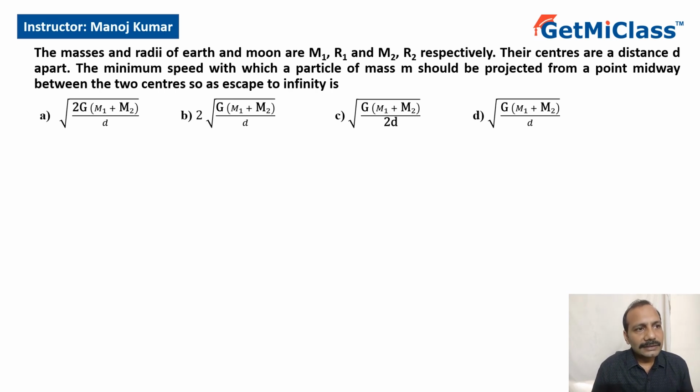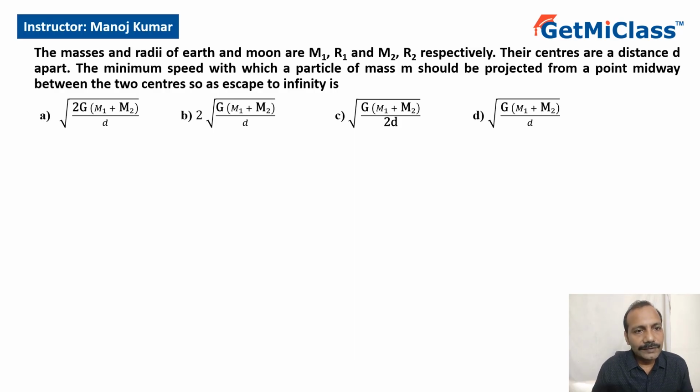This question says the masses and radii of Earth and Moon are m1, r1 and m2, r2 respectively. Their centers are at a distance d apart. The minimum speed with which a particle of mass m should be projected from a point midway between the two centers so as to escape to infinity is.